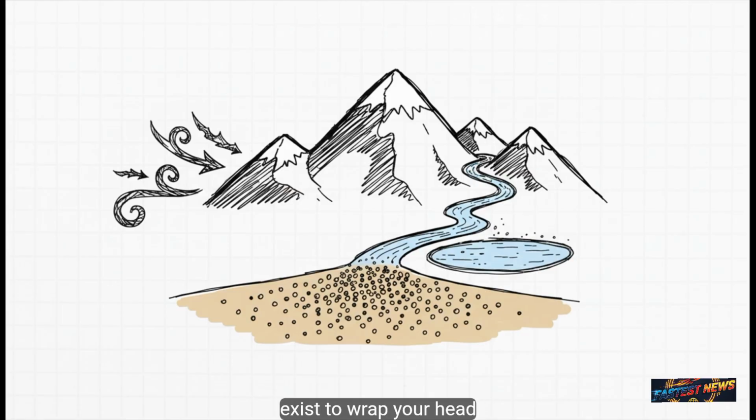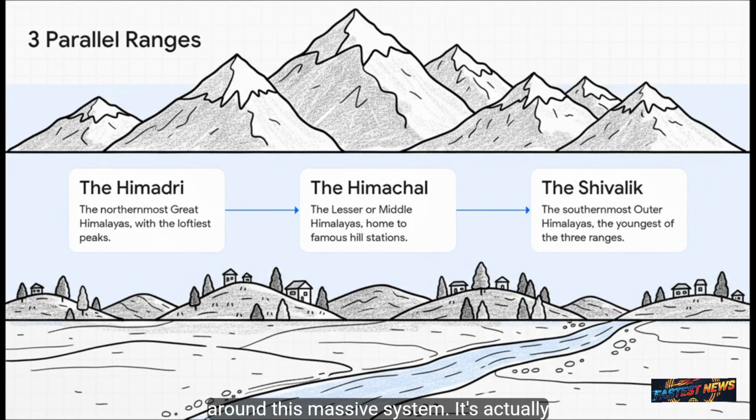To wrap your head around this massive system, it's actually easiest to think of it as three distinct, parallel ranges, all running alongside each other. So way up in the far north, you have the Himadri, the Great Himalayas. Then in the middle, you get the Himachal, or the Lesser Himalayas. And finally, closest to the plains are the Shiwaliks, also known as the Outer Himalayas.